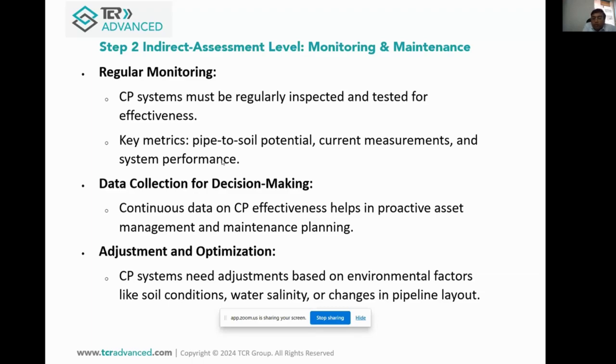Data collection for decision making: continuous data of CP effectiveness helps in proactive asset management and maintenance planning, adjustment and optimization. If, due to some reason, your CP is insufficient or the current has dropped or it is not reaching the midpoint intended attenuation, then you need to adjust the current based on environmental factors like soil conditions, water salinity, or change in pipeline layout.